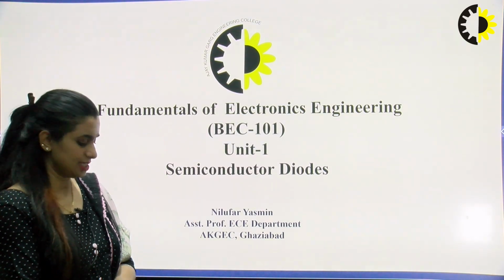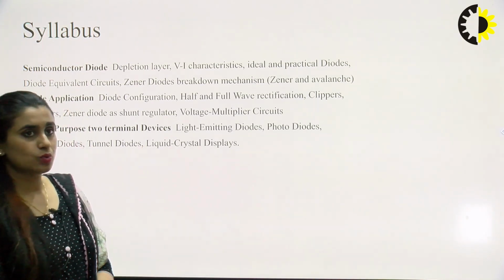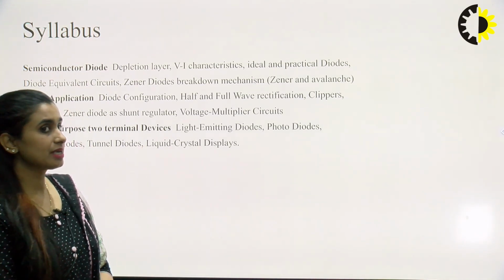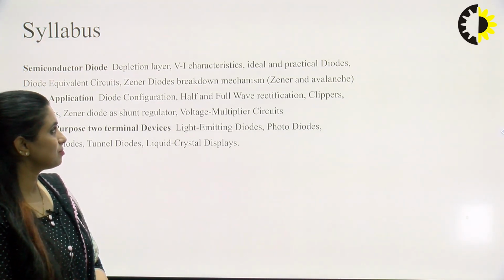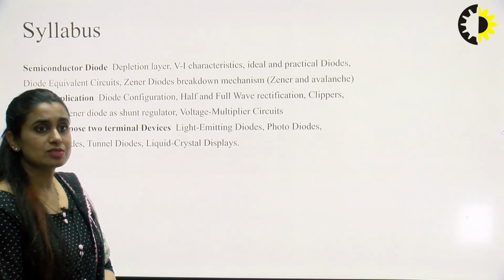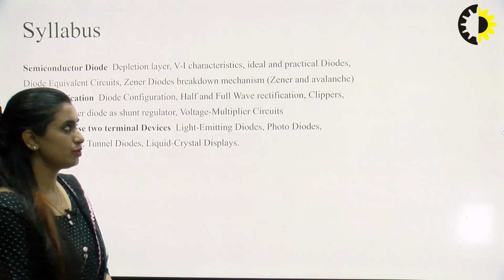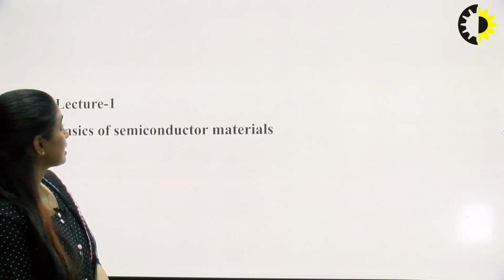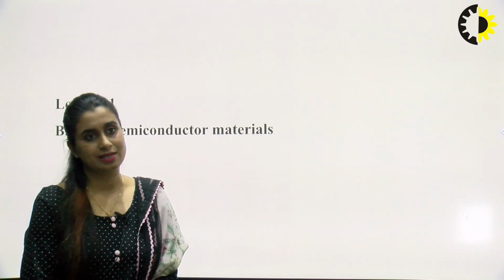fundamentals of electronics engineering are. These are the topics that we cover in Unit 1, where we'll be talking about semiconductor diodes, depletion layer, VI characteristics, ideal and practical diodes, diode equivalent circuits, Zener diodes, the breakdown mechanism. There are so many things that we'll be covering in Unit 1. So let's start with the very first lecture, where we'll be talking about basics of semiconductor materials.